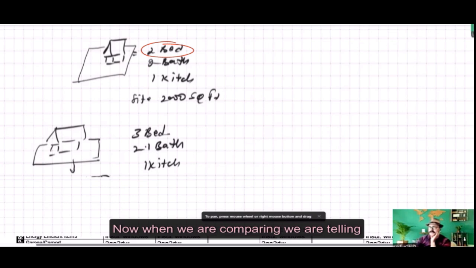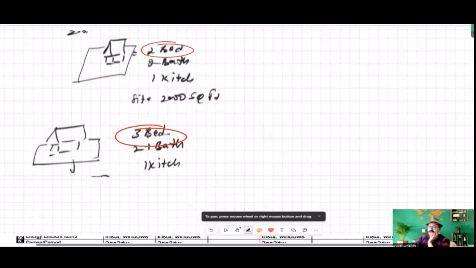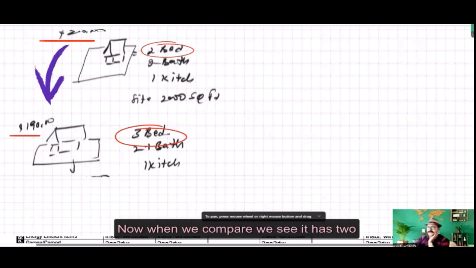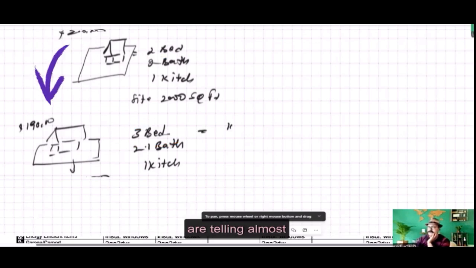Now when we are comparing, we are telling 2 bedrooms here, 3 bedrooms there. How much is this value? We are telling it's $200,000, and this one is $190,000. Now when we compare, we see it has 2 beds. So what is the 1 bedroom difference? We are telling almost $1,000.